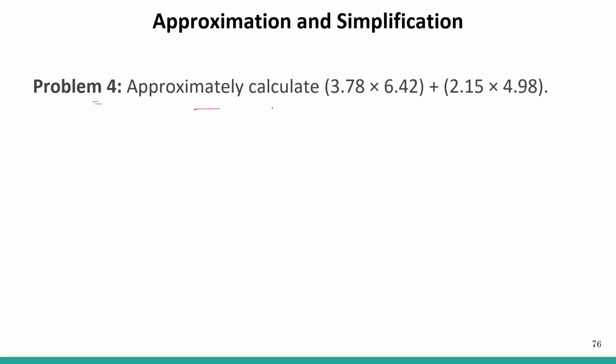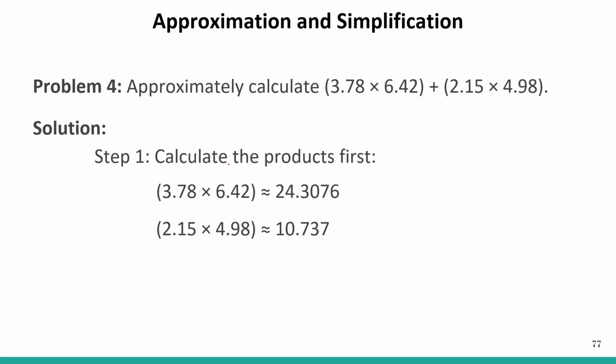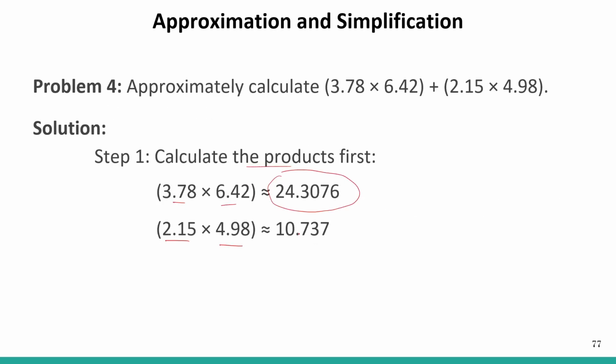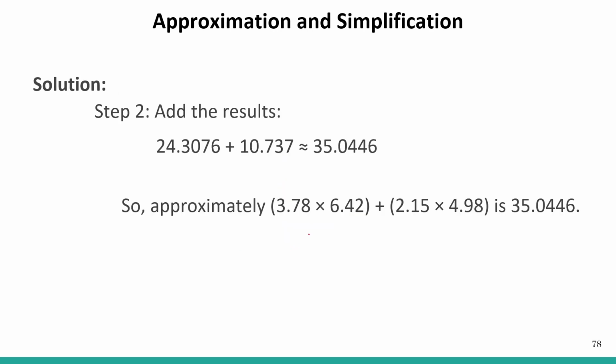So approximately calculate 3.78 times 6.42 plus 2.15 times 4.98, right? So calculate the product first. 3.78 times 6.42 is approximately equal to 2.307876. So 2.15 times 4.98 is approximately equal to 11.737. So adding these two, what we are left with is 35.0446. Then approximately up to 2 decimal places, what will be the answer?